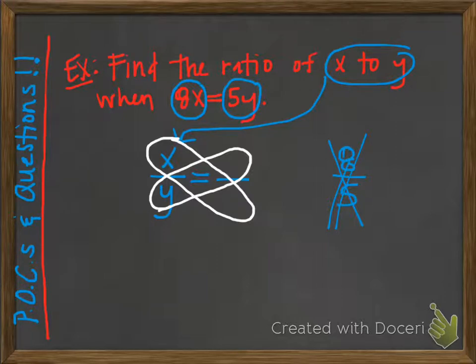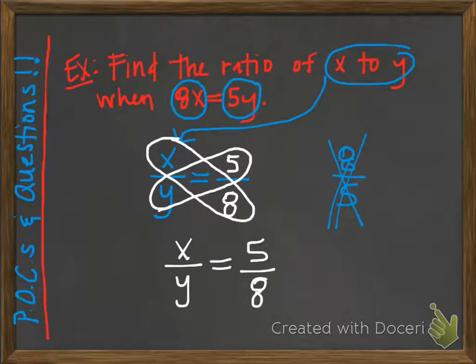So in my cross product 5y, that means the 5 must go on the top, so it can be multiplied by the y. And the 8 in the 8x needs to go down here so that it gets multiplied by the x. So the ratio of x to y is equal to 5 to 8. This is the ratio they're looking for. They're not asking for the proportion, they're asking the ratio of x to y. It's 5 to 8, not 8 to 5.